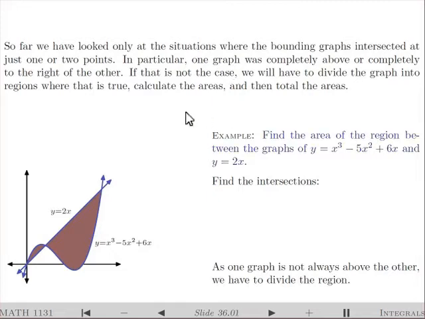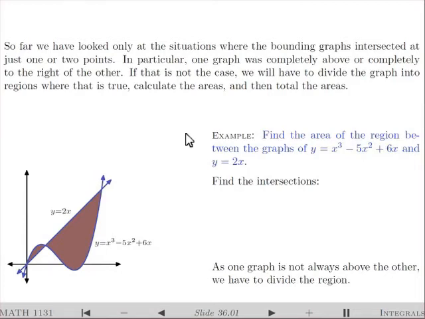Here I have the graphs of y equals x cubed minus 5x squared plus 6x and y equals 2x. The two graphs, if you graph them, you see intersect at 3 points. So part of the time, 2x is above the other graph. In other portions of the interval, it's below the other one. So in this case, if we just use our formula top minus bottom, we run into a problem.